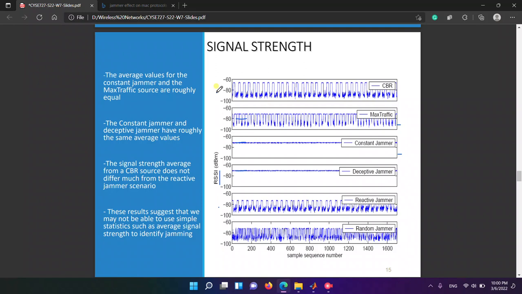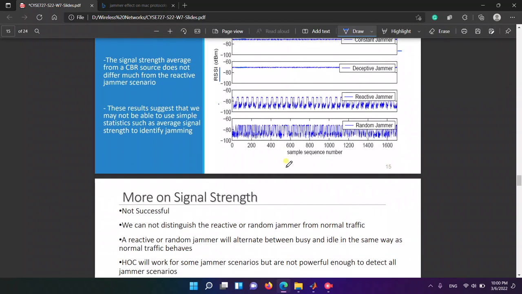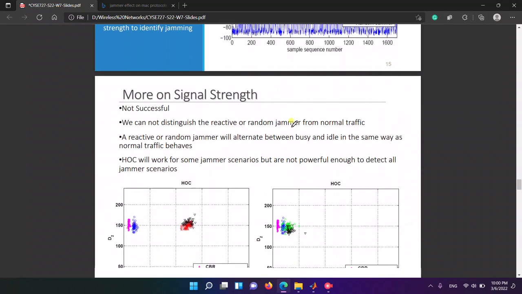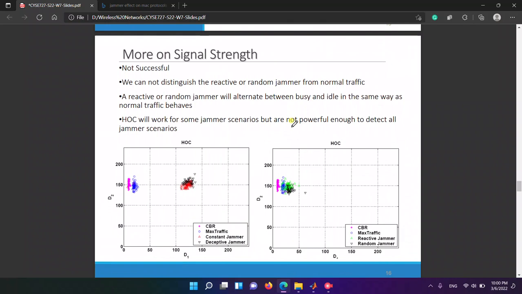So these results suggest that we may not be able to use simple statistics such as the average signal strength to identify jamming. In short, the average doesn't give us much information. So the signal strength is not really successful. We cannot distinguish the reactive or random jammer from normal traffic. The average doesn't differ.